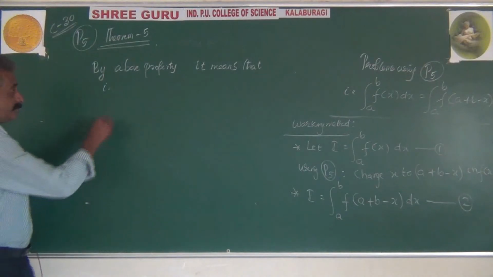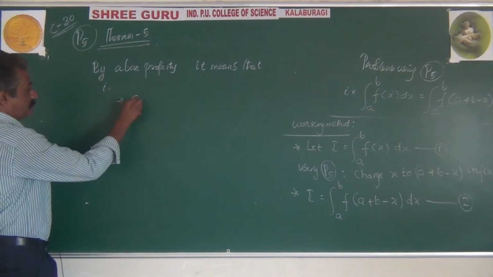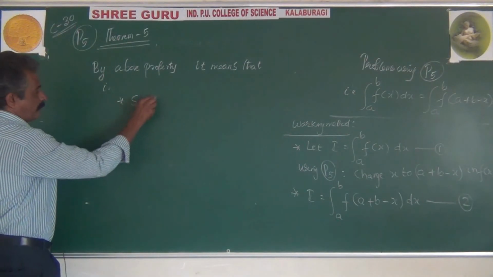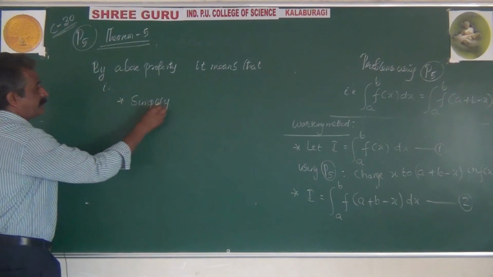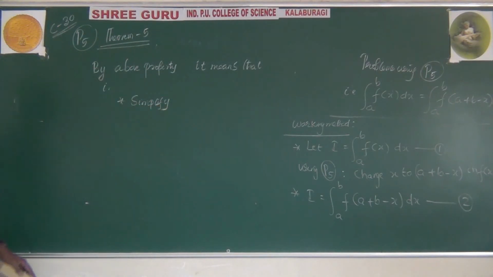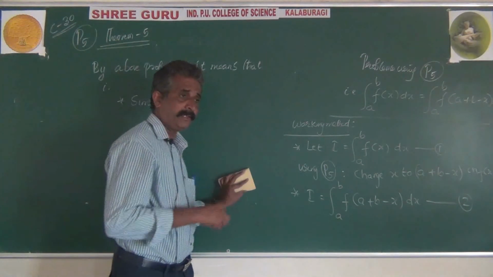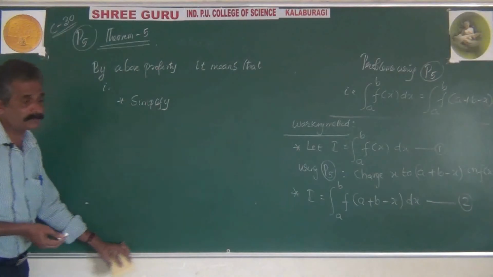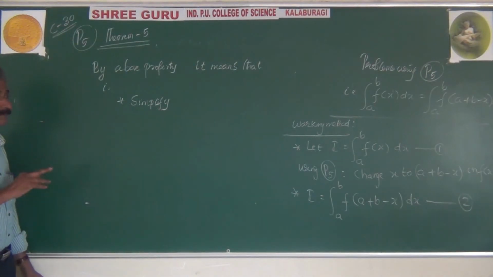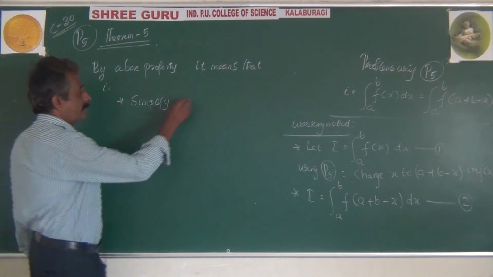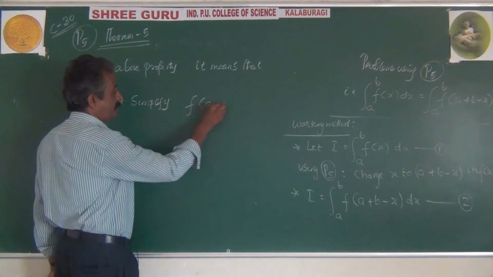After that, the next step is simplify. Simplification is different in different problems. In some problems, using identities. In some problems, the LCM method. Some problems, some other method. Depends on the problem. Simplify f of a plus b minus x.